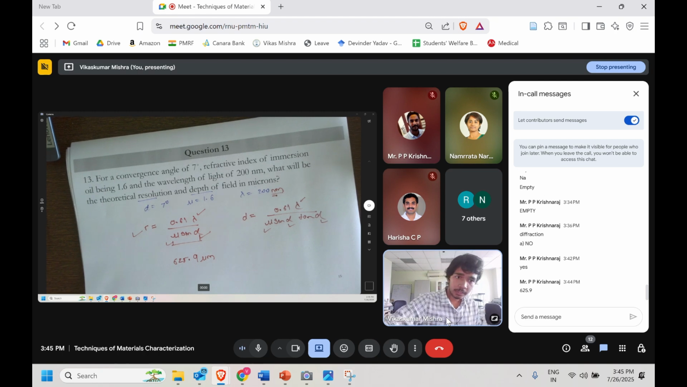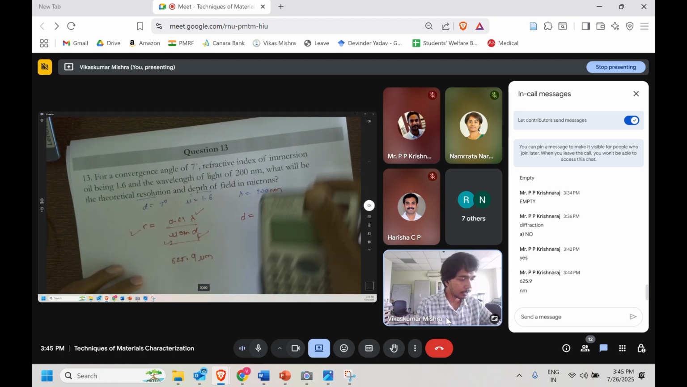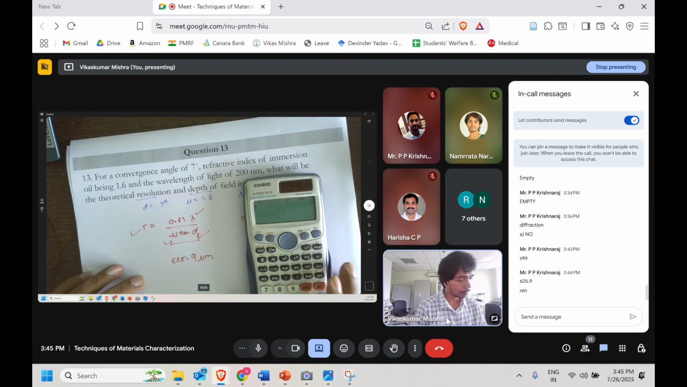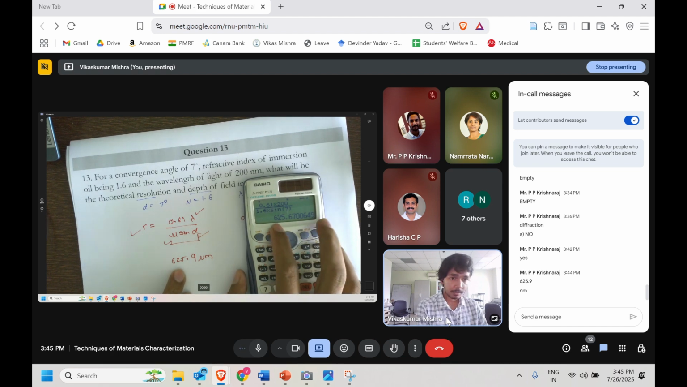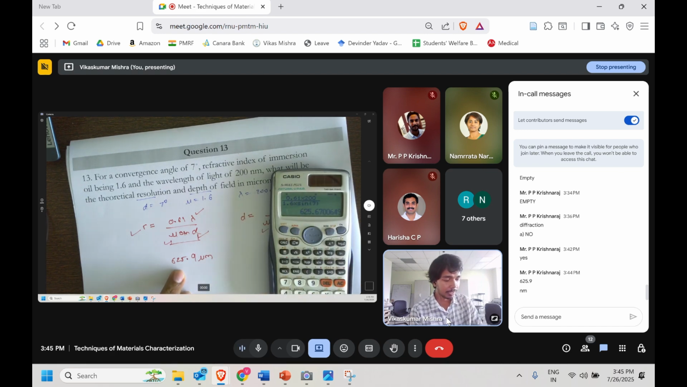So let's quickly do the entire thing over here. You have to do 0.61 multiplied by lambda, which is 200, divided by mu, 1.6, multiplied by sin alpha, the sine of 7 degrees. So it's right. Okay, yeah. It's in nanometer. If we want to convert it to micron, we can write 0.625 micrometer.